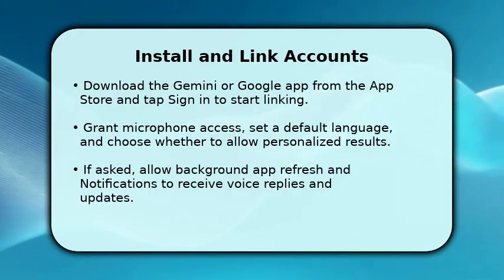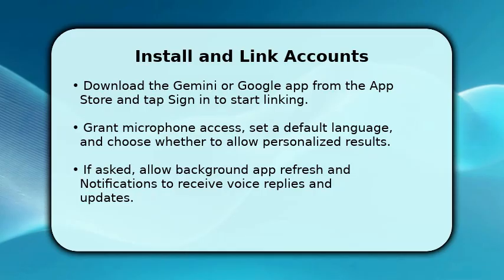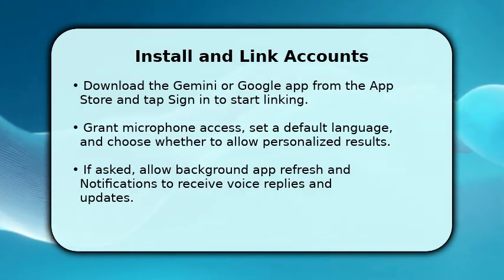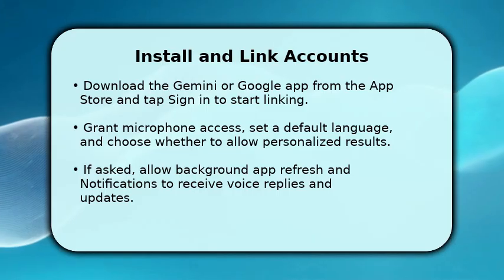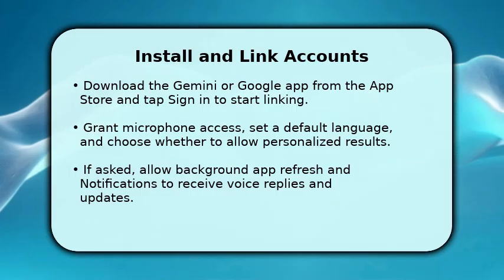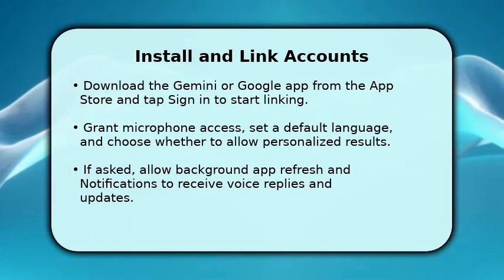Download the Gemini or Google app from the App Store and tap Sign in to start linking. After authenticating, the app will request microphone access. Grant it so voice input works. Choose a default language and voice profile in the voice settings and opt in or out of personalized results based on your privacy preference. If asked, allow background app refresh and notifications to receive voice replies and timely updates. Finally, test the wake phrase and a simple query like "What's on my list" to confirm the link.